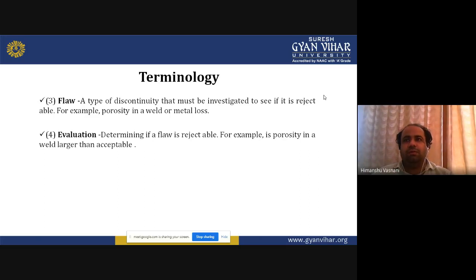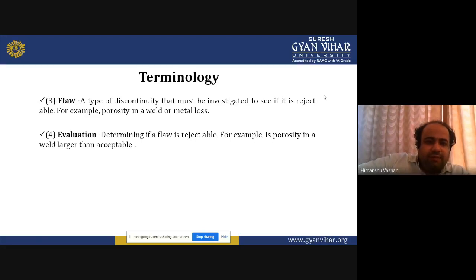Now, the word flaw you might have seen in your life, since you are in seventh semester. So you might have seen it in various subjects also. Now a flaw, if it is really a problem, can be improved.